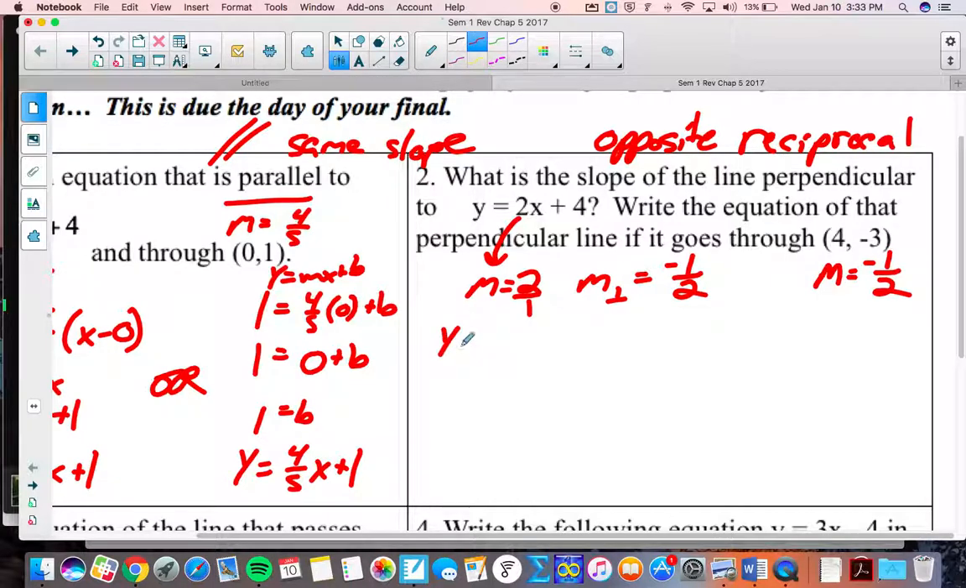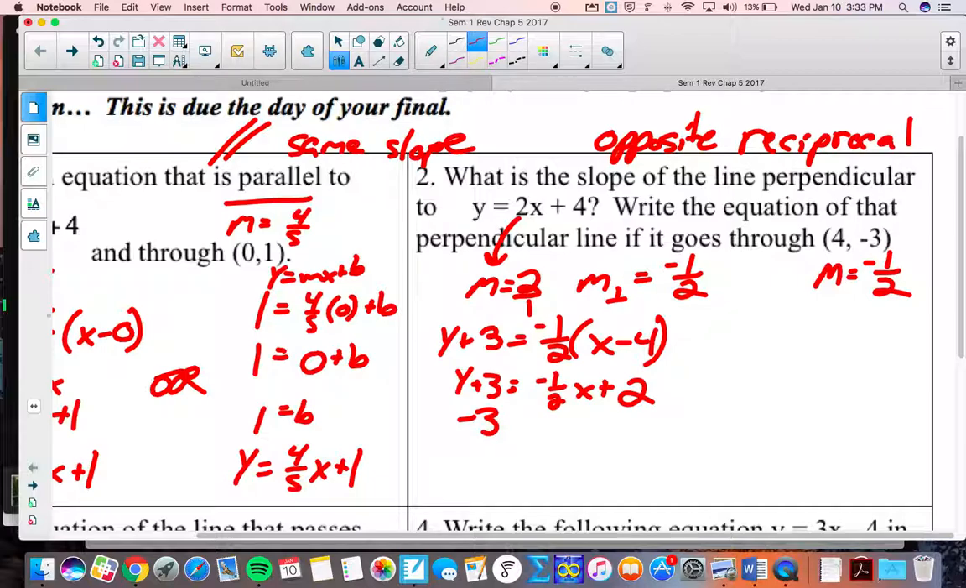So you can use your point-slope form. y plus 3 equals negative 1/2 times x minus 4. Distribute, so you get negative 1/2 x. Check this out, negative 1/2, or what's half of 4? Half of 4 is 2. Then we had a negative times a negative, that's a positive. Last step, subtract 3. So you get y equals negative 1/2 x minus 1.